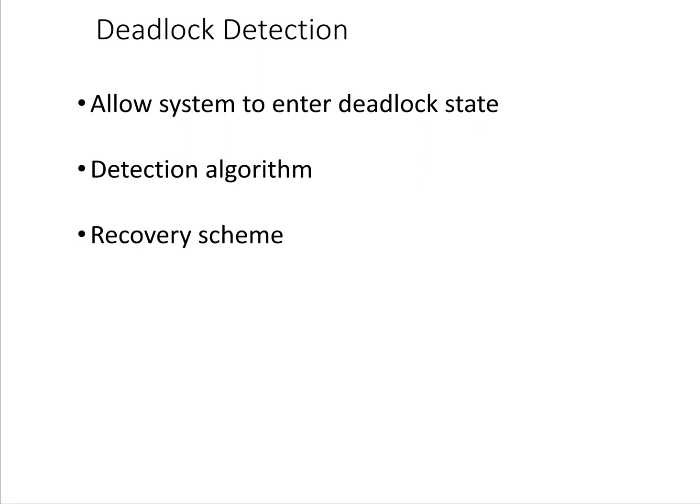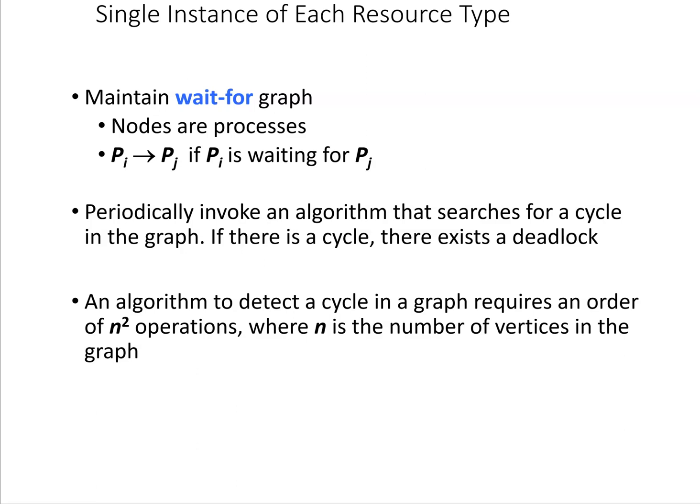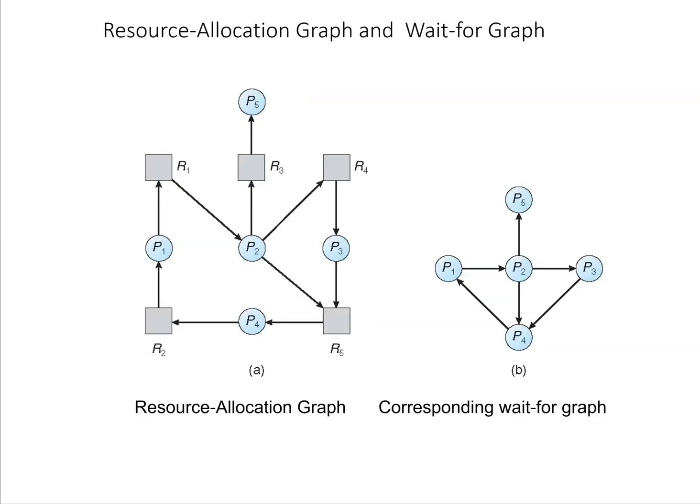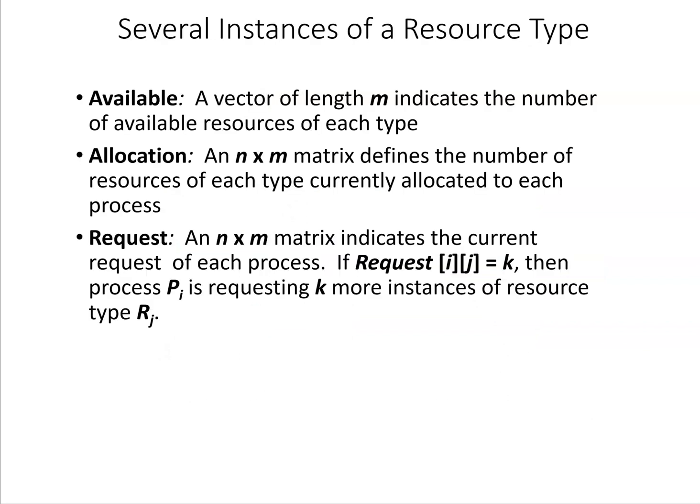But what about a deadlock recovery algorithm or detection? We can maintain a wait-for graph. If Pi is waiting for Pj, and we invoke the algorithm that searches for a cycle, if a cycle exists, then we have a deadlock. An algorithm to detect a cycle requires on the order of n squared operations, where n is the number of vertices. So here we have our basic resource allocation graph and a much simpler corresponding wait-for graph.